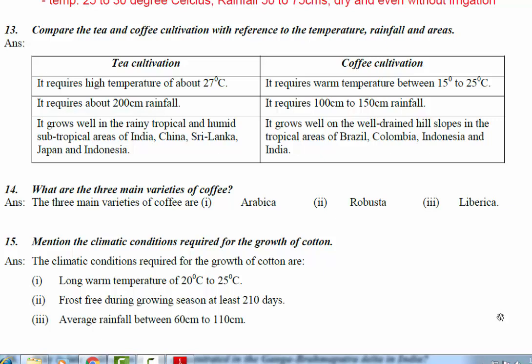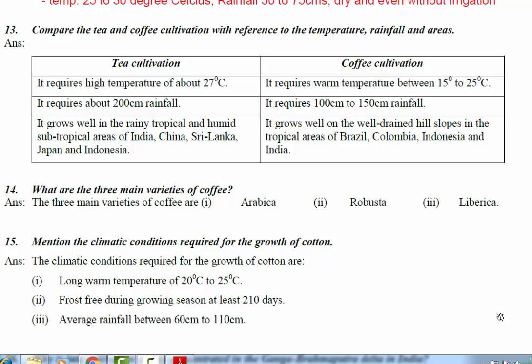Okay, today let's continue with the revision of your chapter 3 agriculture from your social science geography. In the previous class we have completed up to question number 12, is it not so? So today let's start from question number 13. Question number 13 is compare the tea and coffee cultivation with reference to the temperature, rainfall and areas.